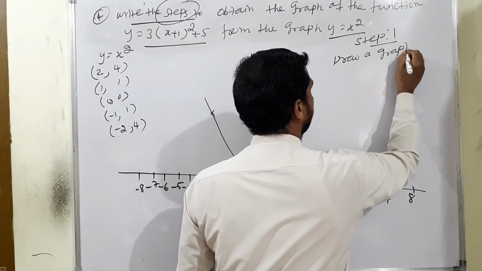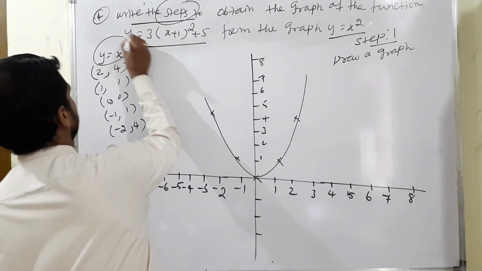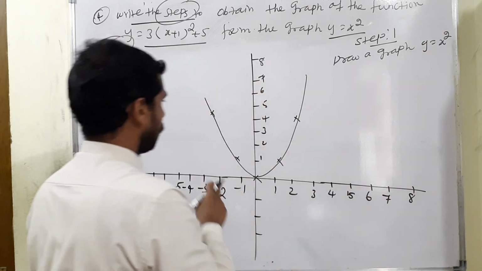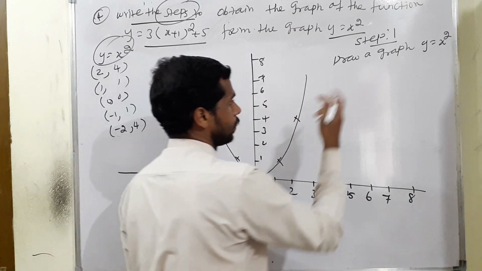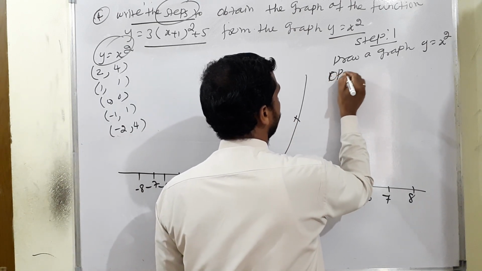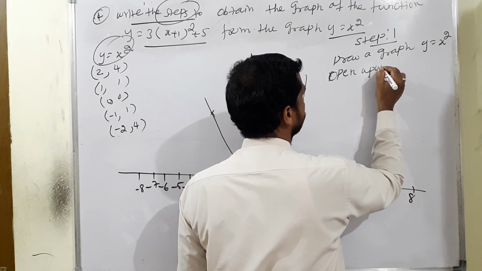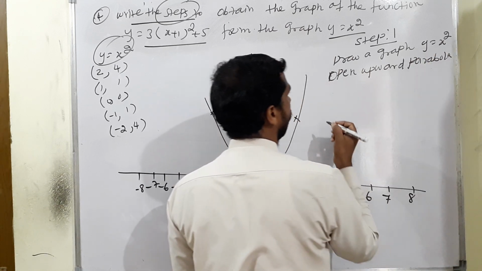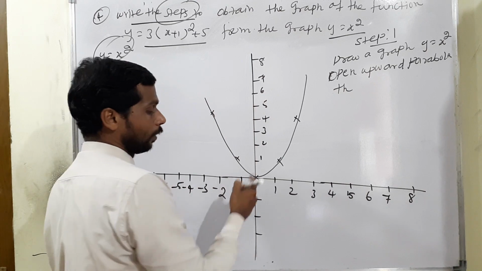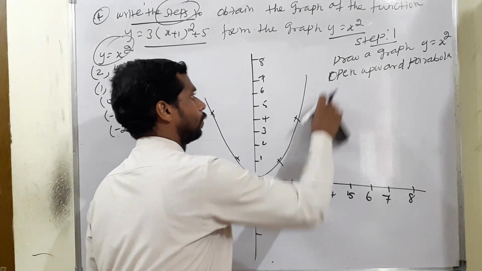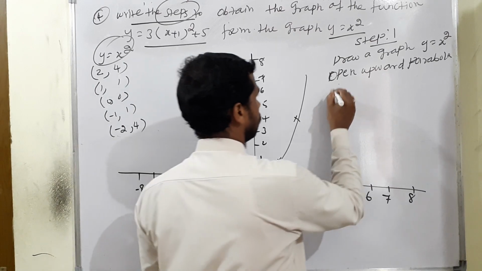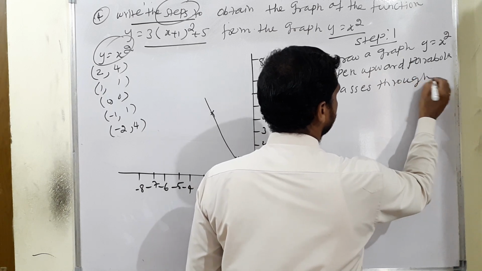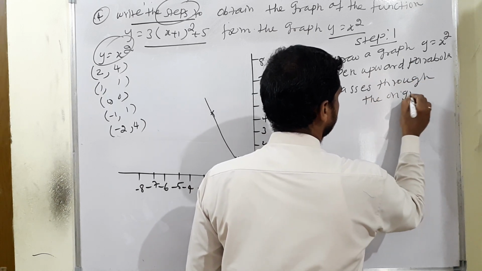Draw a graph y is equal to x square. What type of parabola is this? This is an upward-opening parabola. Y is equal to x square passes through the origin (0, 0). This is step number 1.